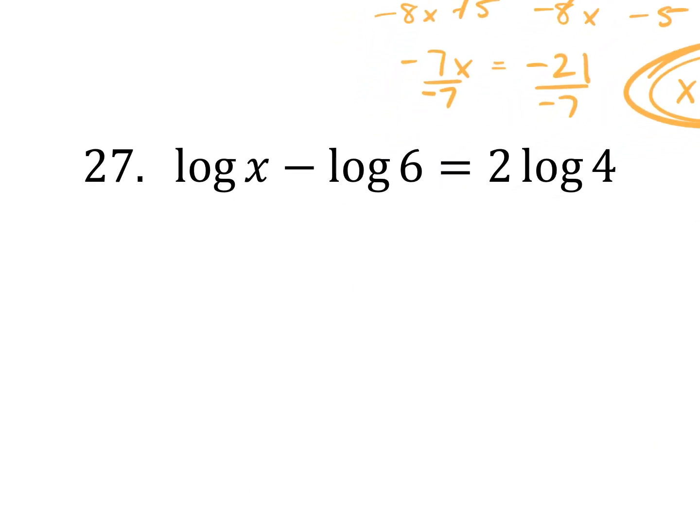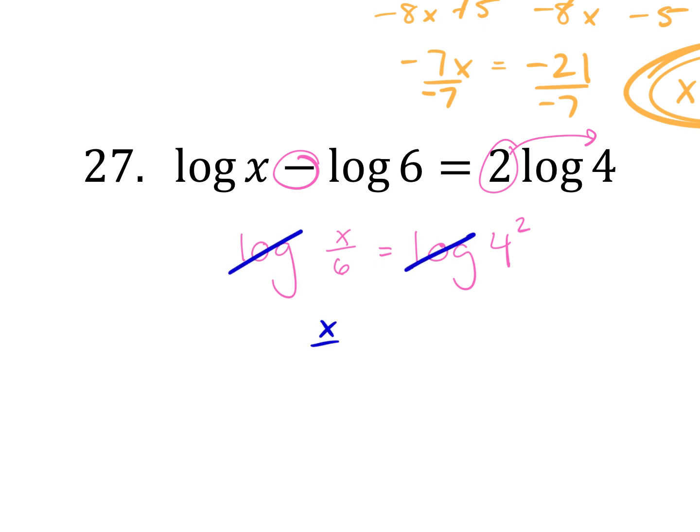All right, Zach, what should I do first for 27? Condense. So since we're subtracting, how do we condense? Log of x over 6, perfect, equals? Awesome, I'm going to move the 2 to be an exponent, so this is log 4 to the second power. If we have a log equals a log, what can we do? Cancel. So x over 6 equals 4 to the second power. What's 4 to the second power? 16.